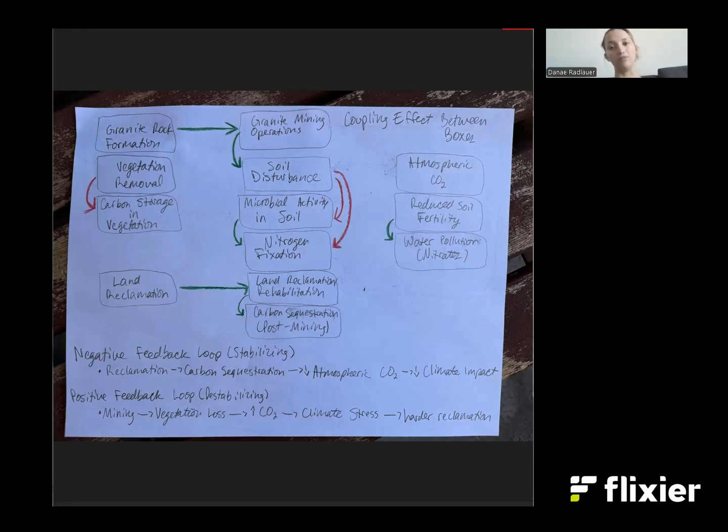An amplifying loop that can lead to environmental degradation is also known as a positive feedback loop, and positive feedback loops are destabilizing. Granite mining leads to vegetation removal, which leads to increased carbon dioxide and climate stress. Climate stress makes it harder for vegetation to regrow and slows reclamation efforts. Slower reclamation efforts lead to sustained high atmospheric CO2. This is an example of how a system can spiral if impacts go unchecked.